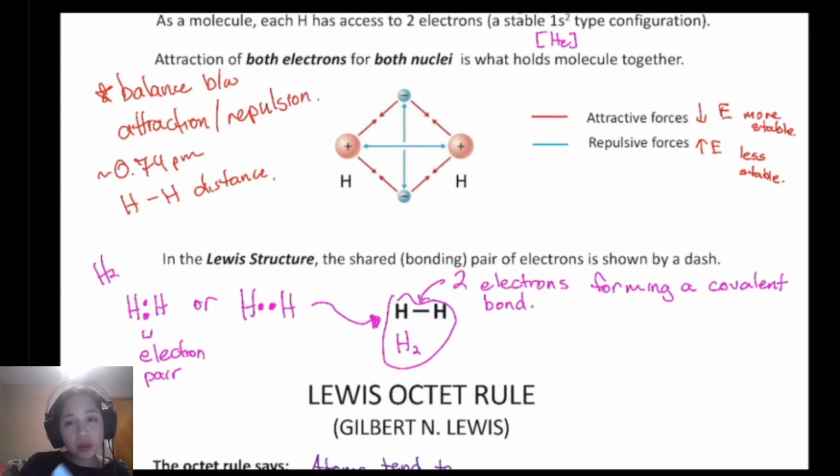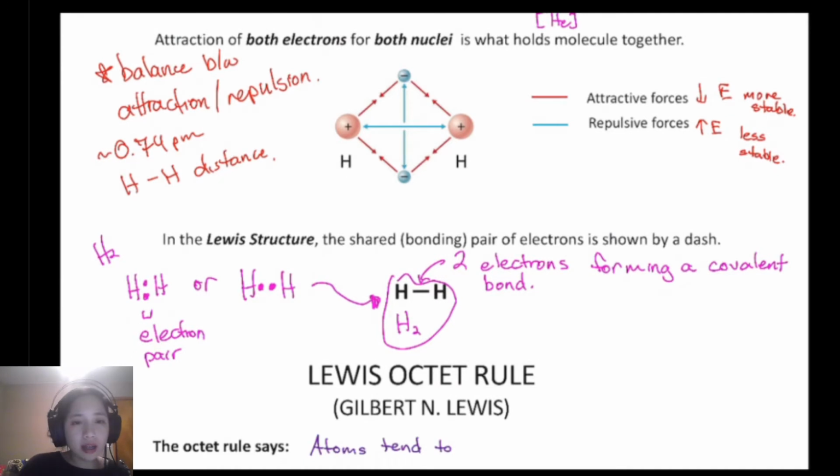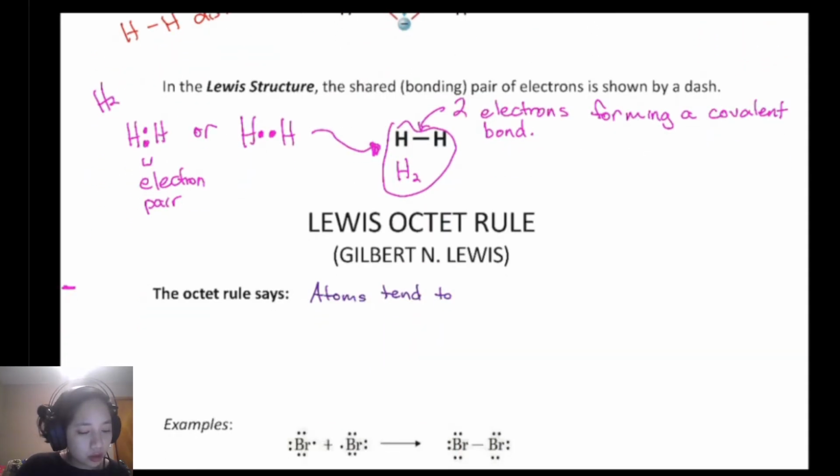Well, this has to do with the octet rule, which is just a set of loose rules that elements tend to follow. These rules can help us predict how molecule structures are. This rule was introduced by Lewis, the same guy as the Lewis structure. He comes up with the octet rule. This is Gilbert Newton Lewis.